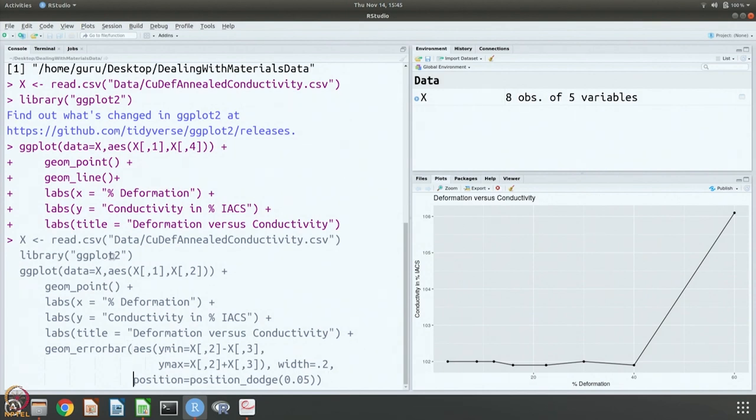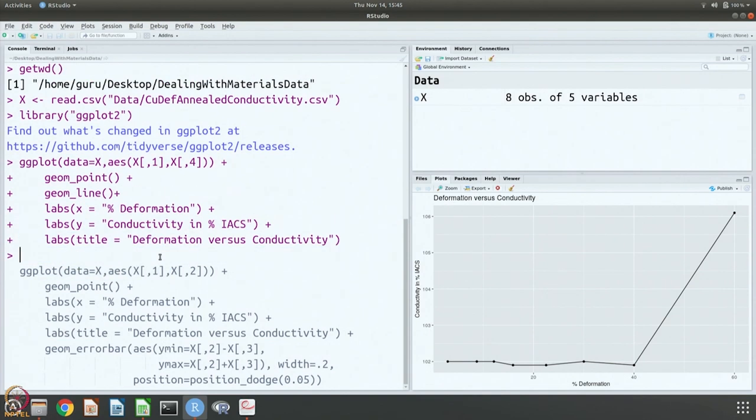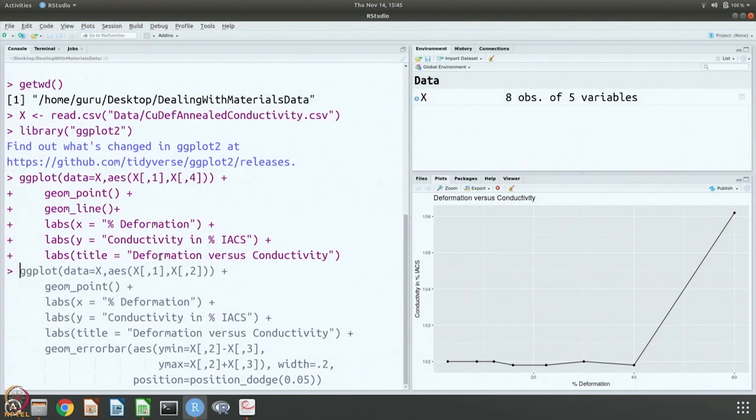Okay, so we have read the data, so it is not needed. So we are going to use ggplot, data is x, and we are going to look at the deformed sample first. So it is x1 versus x2, and we are going to put points, and we are going to label the xy axis, and we are going to give a title, deformation versus conductivity, and the data points are plotted with error bars.